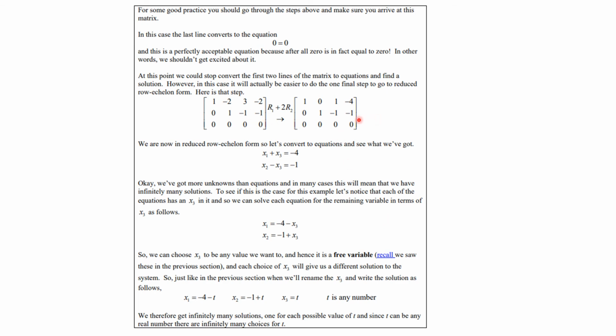And in fact, what we have then is x1 plus x3 is equal to minus 4, and x2 minus x3 is minus 1. Now that means that x3 is a free variable. So x1 is equal to minus 4 minus x3, and x2 is equal to minus 1 plus x3. If we call the x3 a parameter t, we get an infinite number of solutions.